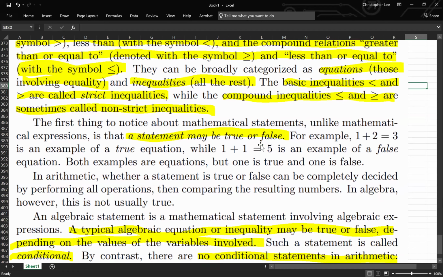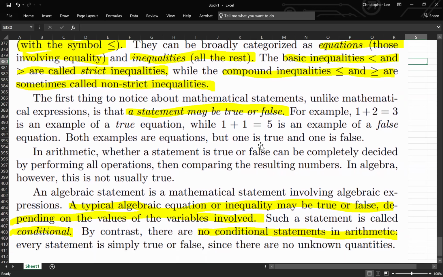An algebraic statement is a mathematical statement involving algebraic expressions. A typical algebraic equation or inequality may be true or false, depending on the values of the variable involved, right? So such a statement is called a conditional statement, right? By contrast, there are no conditional statements in arithmetic. Every statement is simply true or false since there are no unknown quantities, right?